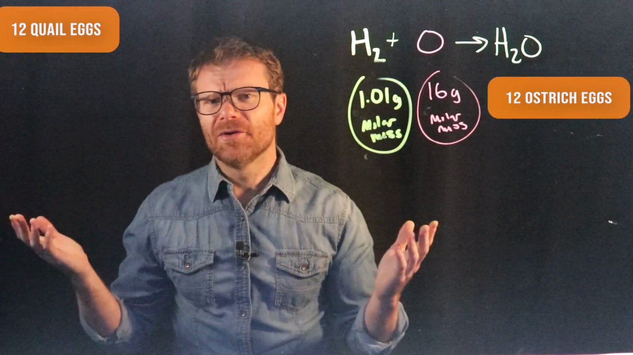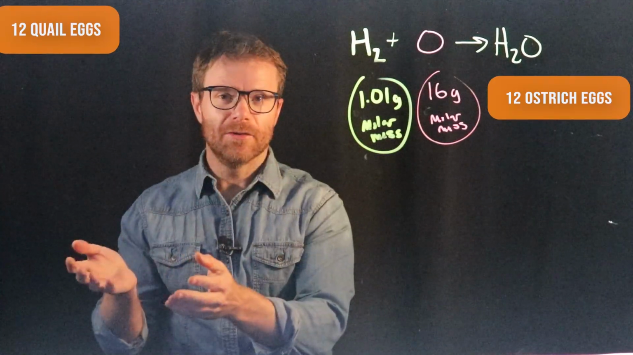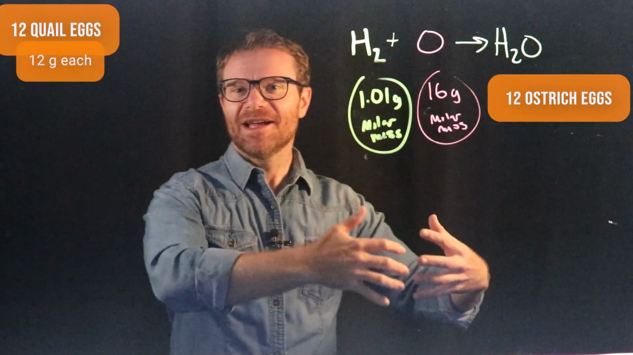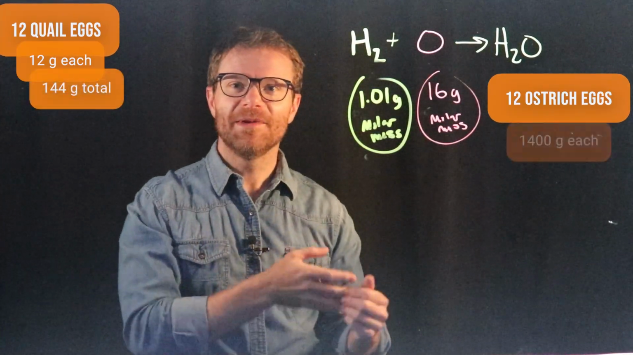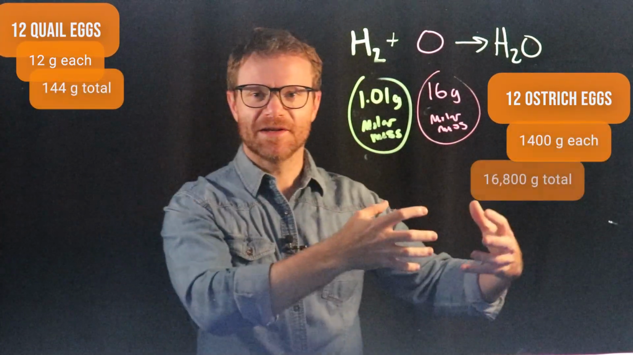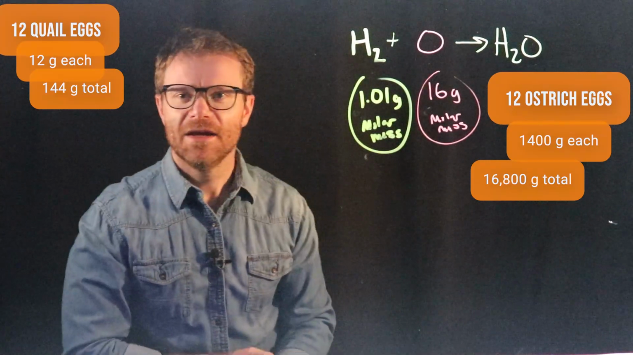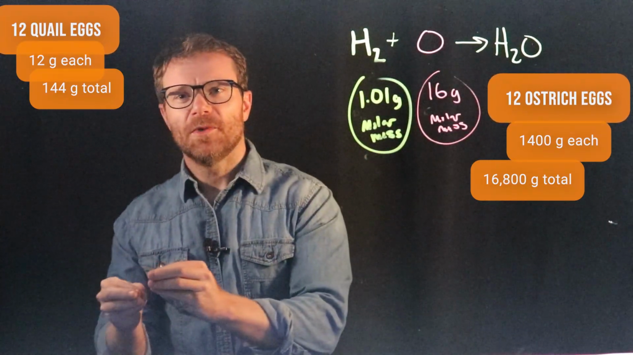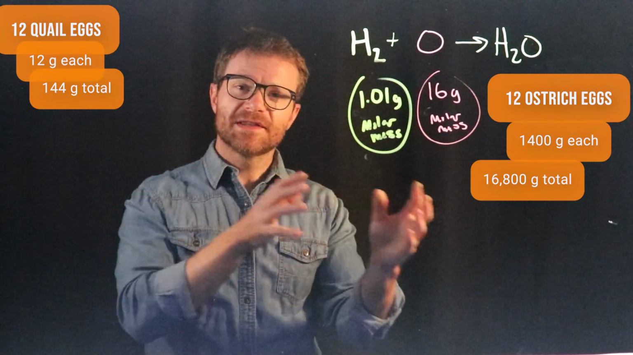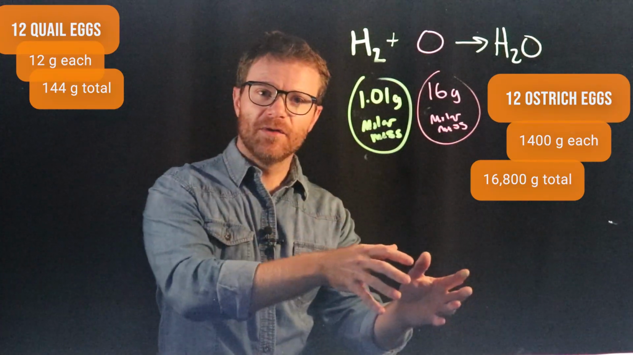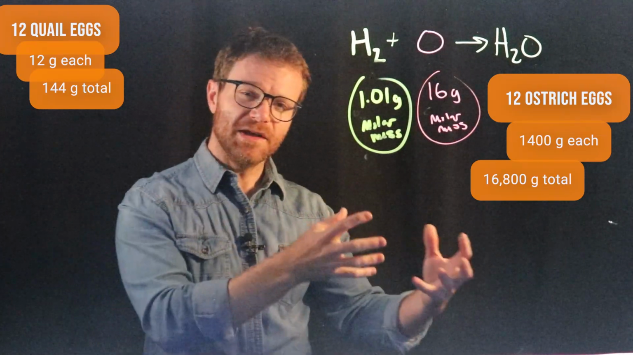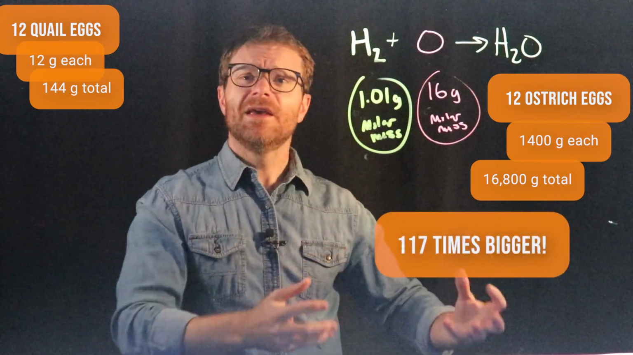A dozen quail eggs, I don't know what that weighs. Let's say 30 grams or something like that, where a dozen ostrich eggs would be several kilograms. Maybe each egg is close to a kilogram itself. So let's say that's 10 kilograms. So absolutely massive versus pretty small, because it's the same number, 12 and 12, but because each individual quail egg is so small, it's a small mass. And because each individual ostrich egg is so big, it's a big mass.